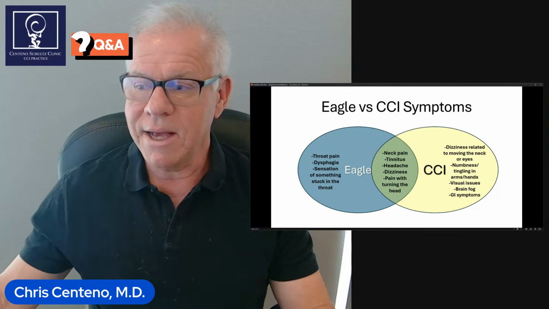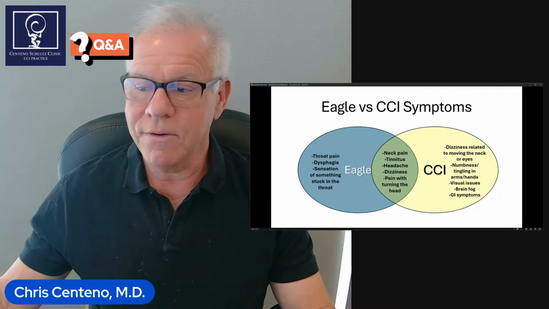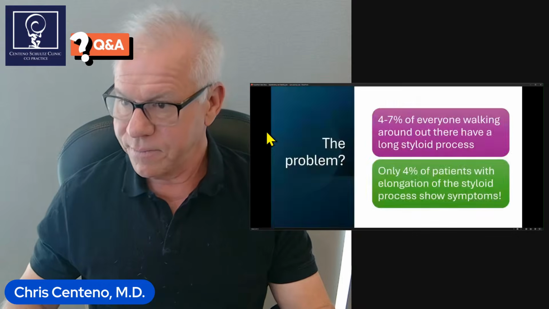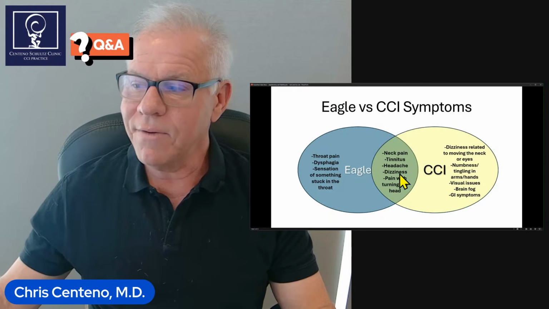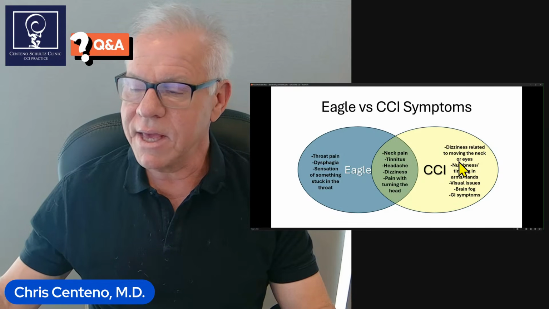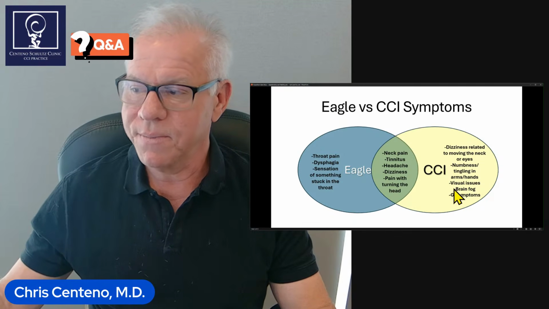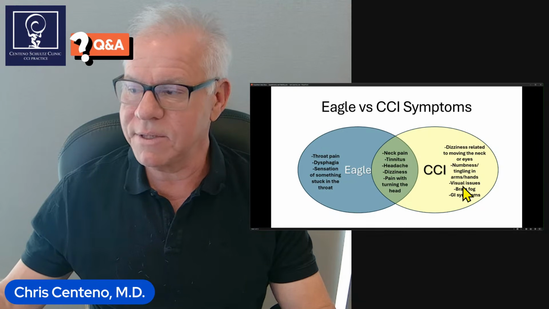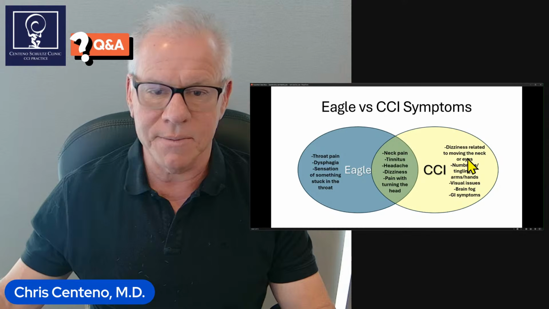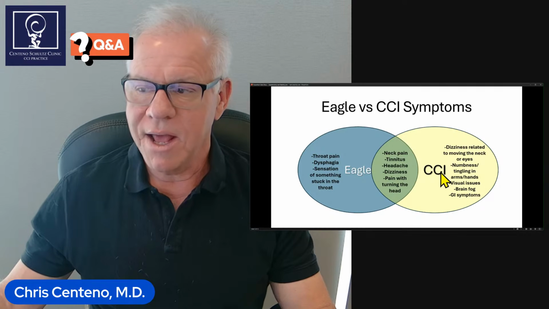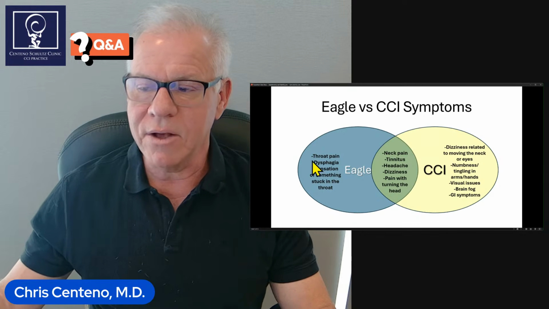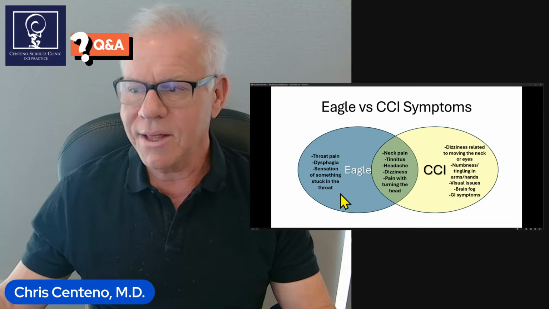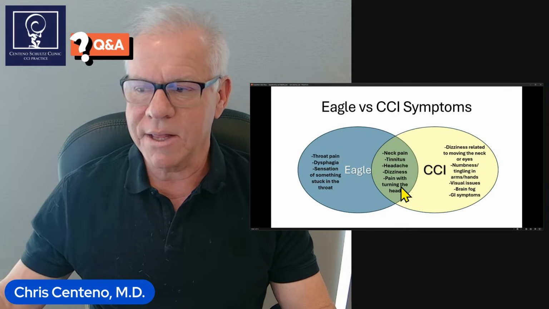Now, the problem is that there's a lot of overlap between these problems. So we have CCI patients who have more dizziness, numbness, tingling, visual issues, brain fog, GI symptoms, etc. And then we've got Eagle patients that tend to have more kind of throat issues. And then there's overlap between these two.